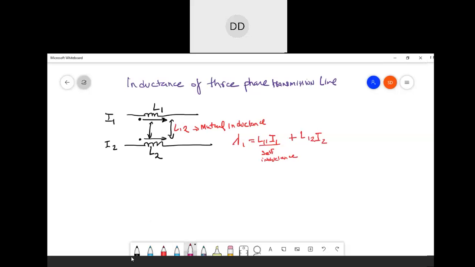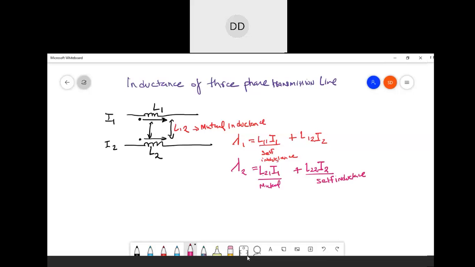And similarly for phi 2 it would be L22. So L21 I1, this part over here, I'll rub this part to make it more clear and visible. So this part over here, L21 I1, would be mutual inductance, plus L22 I2. So this is the self inductance here, self inductance.